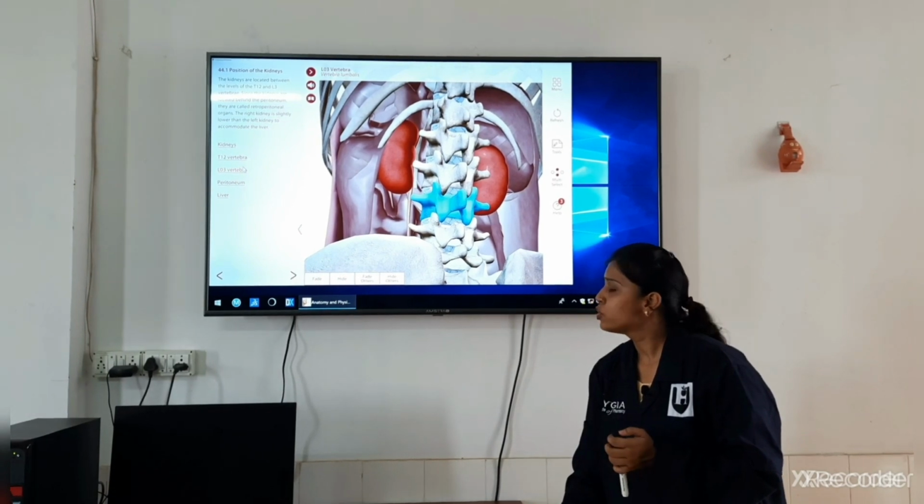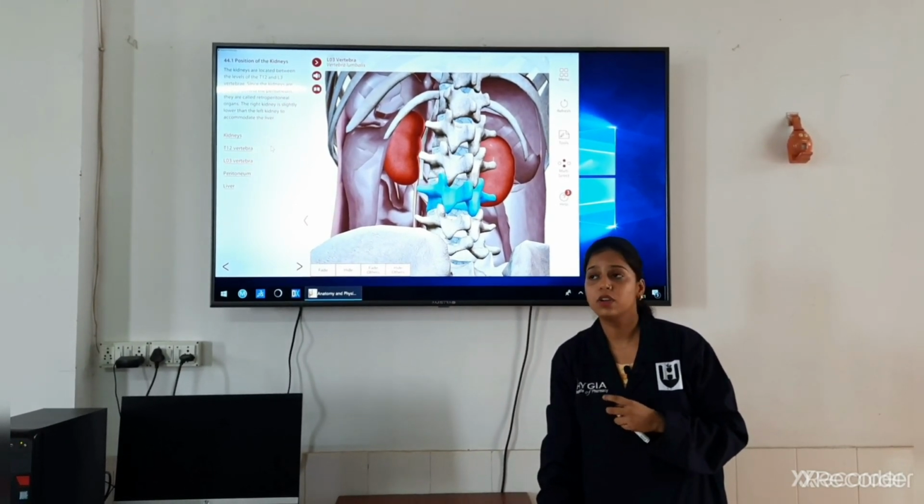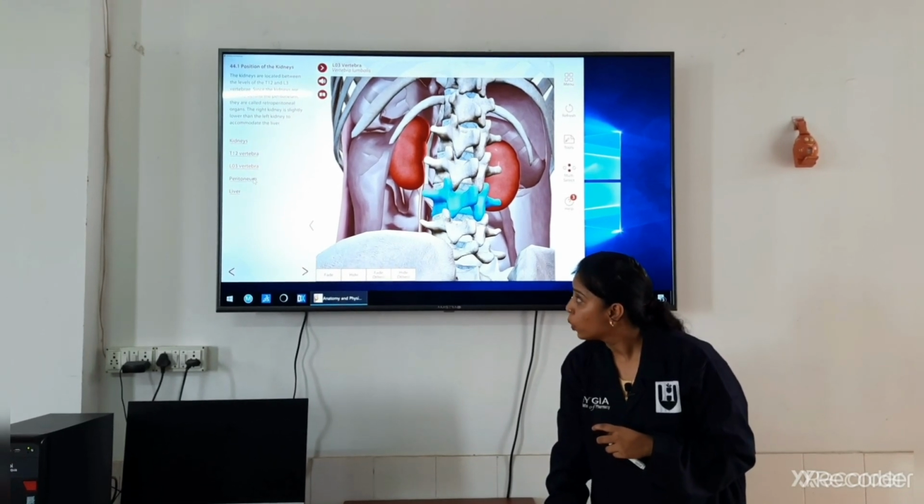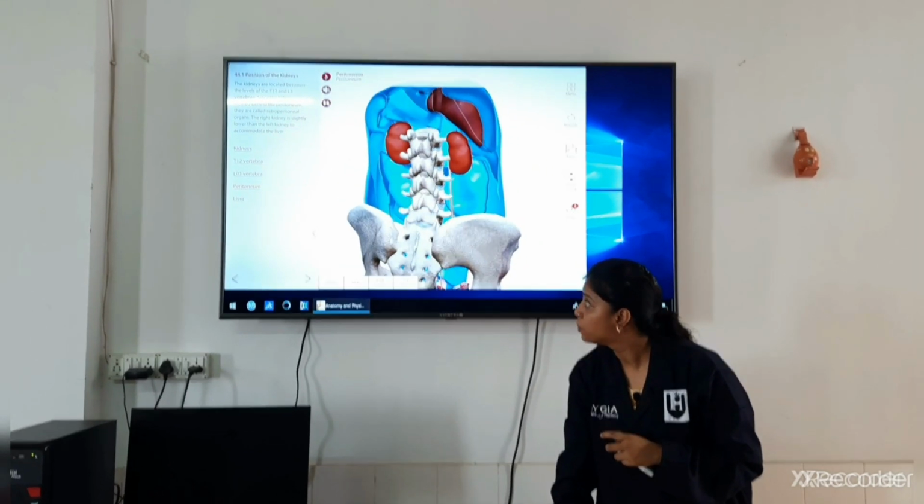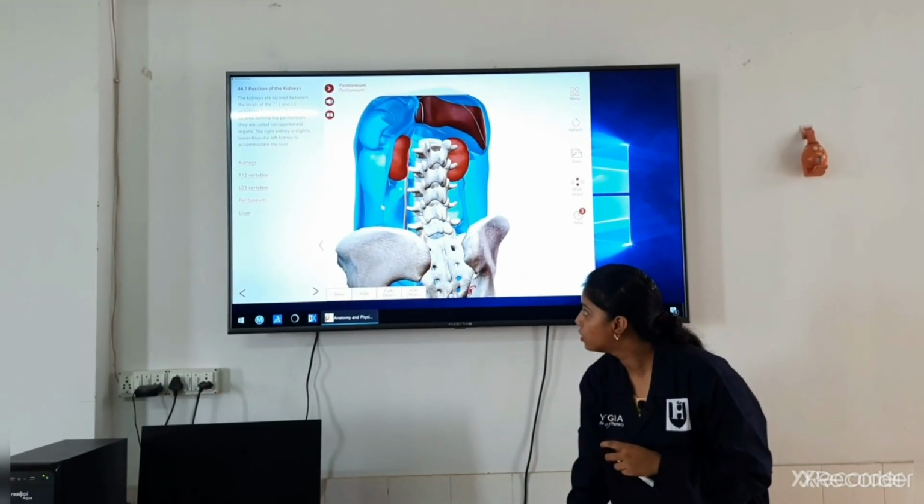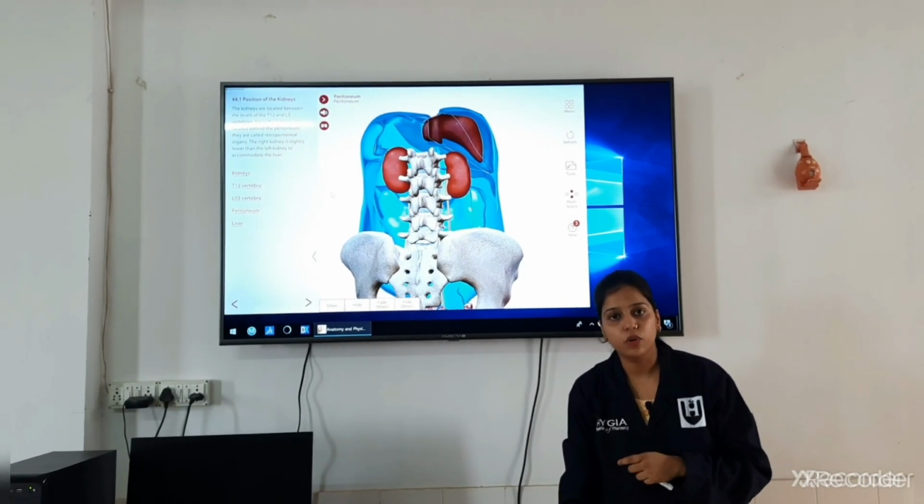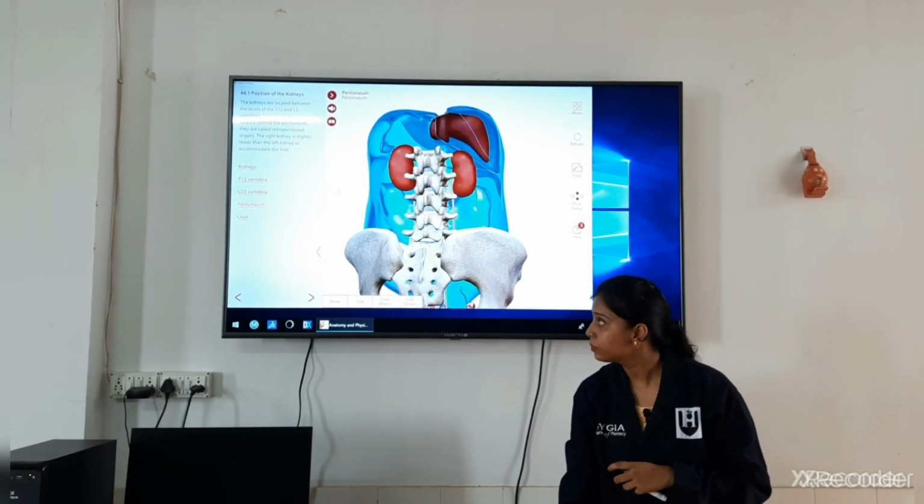We also say that the kidneys are referred to as retroperitoneal organs. The region behind is this. They are located just posterior to the peritoneum of the abdominal cavity. I have just highlighted this structure. This is the peritoneum part. That is why they are referred to as retroperitoneal organs.